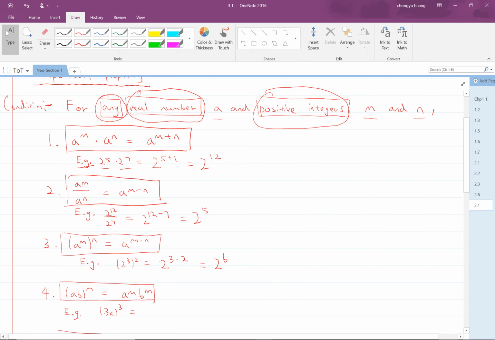So what I mean over here is, we got bracket 3x bracket to the power 3. We actually do hit the condition, because a is equal to 3 and 3 is a real number. And x is just a variable, and there's no condition for a variable. And then we got m equal to 3, and 3 is also a positive integer. So we are able to use property 4.